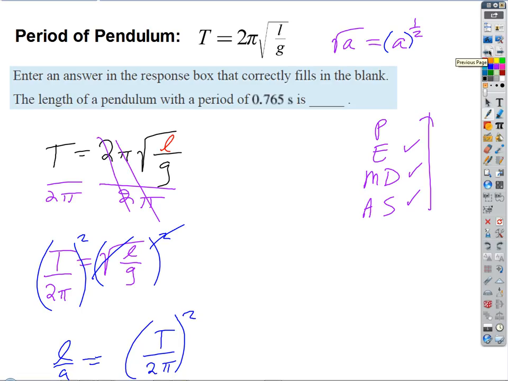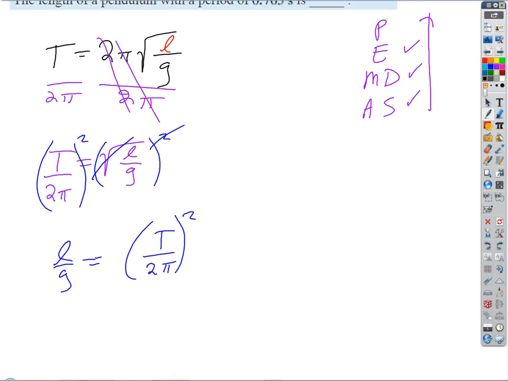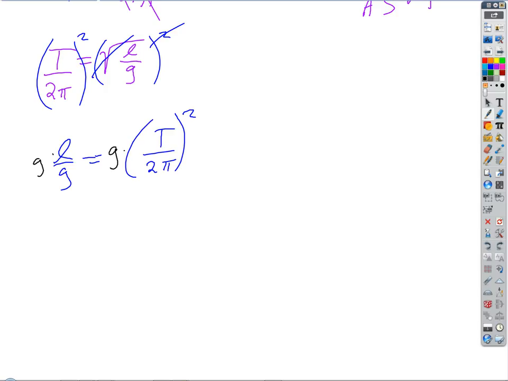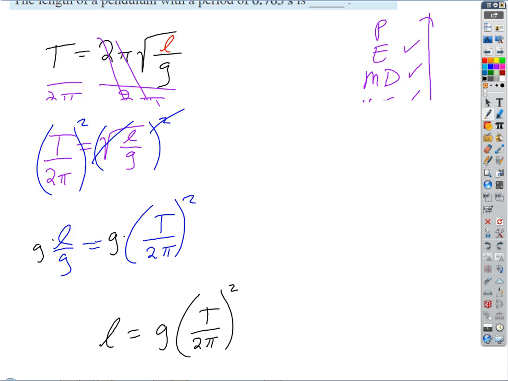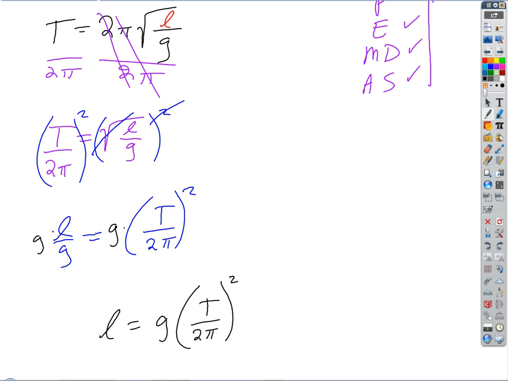So finally we get up to the parentheses layer, which is the stuff that was inside the square root, and all I have to do there is multiply both sides by g. Okay, so then we got it. Our answer looks like L equals g times the quantity T over 2 pi, squared. And we'll just plug in our values. Let's throw that in a calculator.